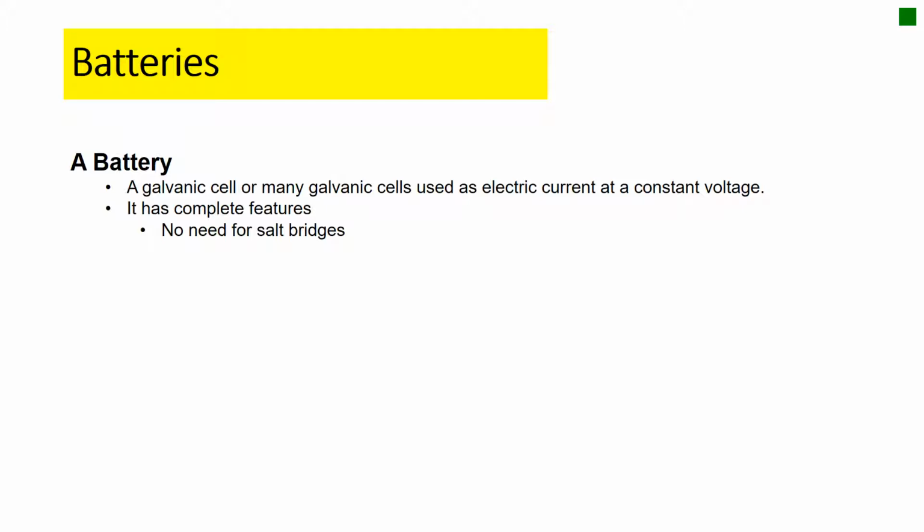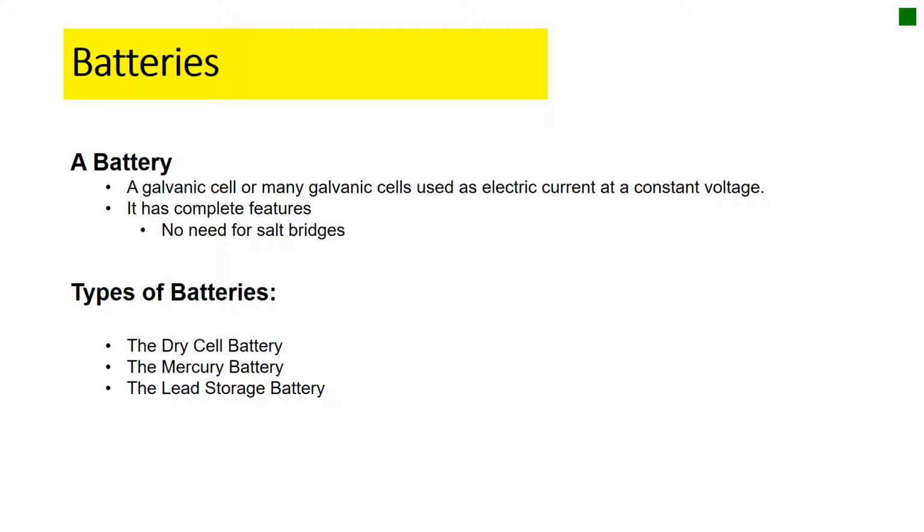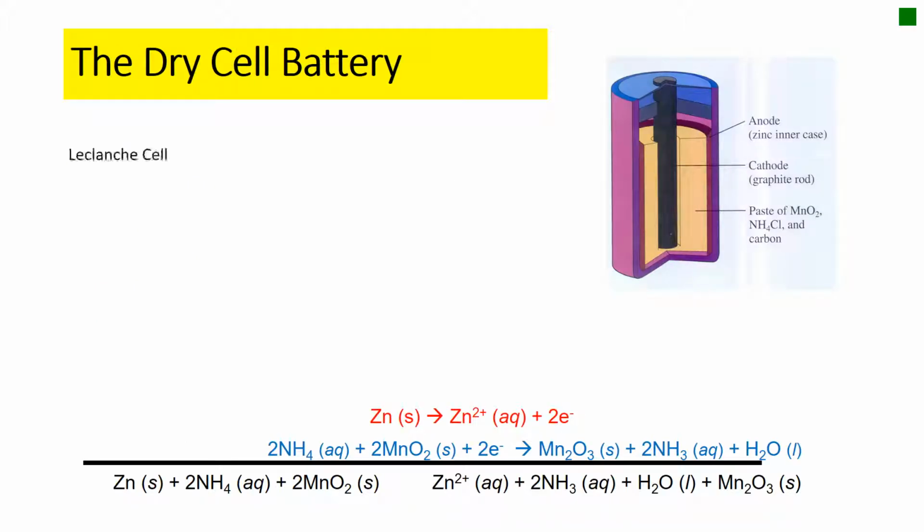Batteries. A battery is a galvanic cell, or many galvanic cells, that uses electric current at a constant voltage. It has complete features, therefore there is no need for salt bridges. There are different types of batteries. The first one would be the dry cell battery, then the mercury battery, the lead storage battery, the lithium-ion battery, and fuel cells.